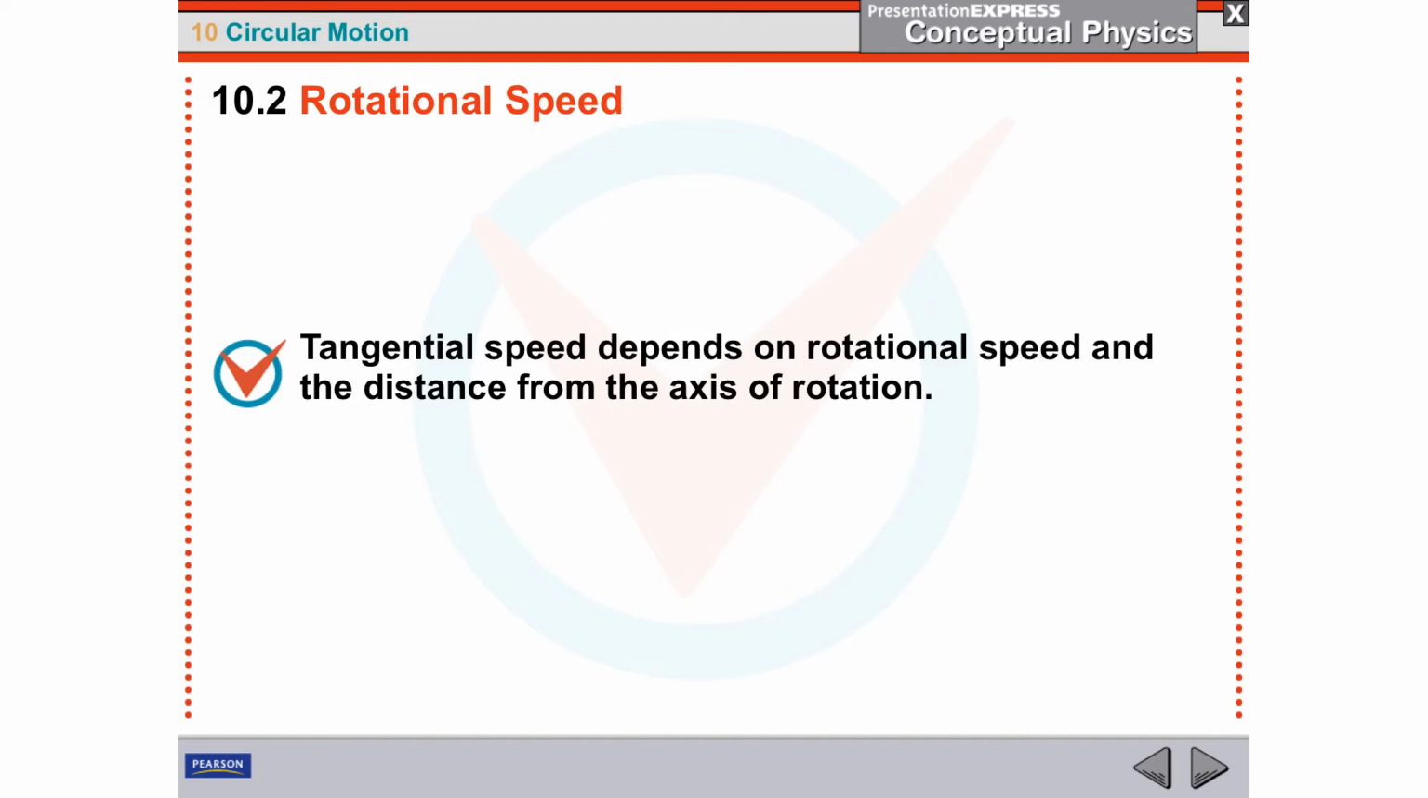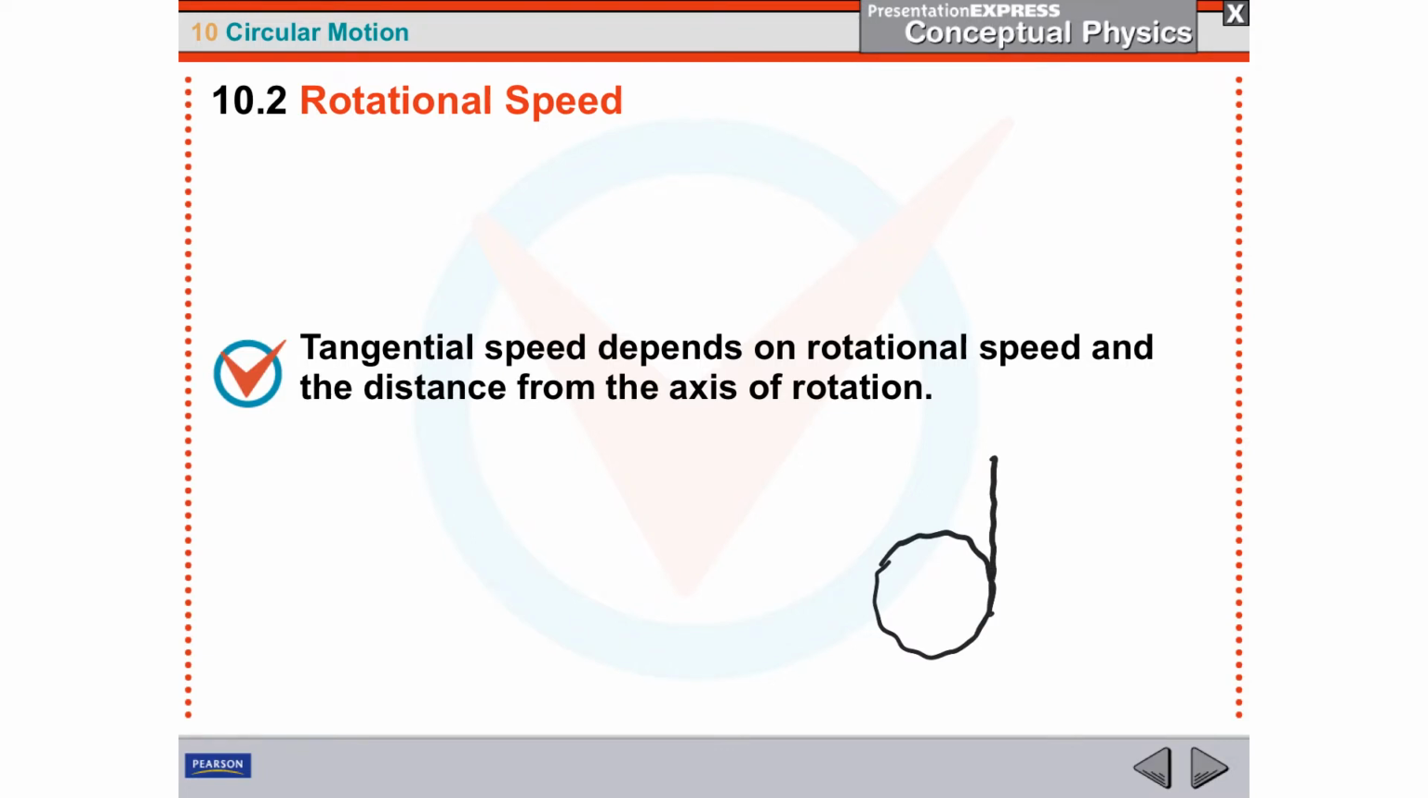Welcome back. We are in section 10.2 on rotational speed, and this is 9.2 from your textbook. Tangential speed. There's a word you don't see a lot. A tangent is a line that touches a circle. This is a tangent line to a circle.